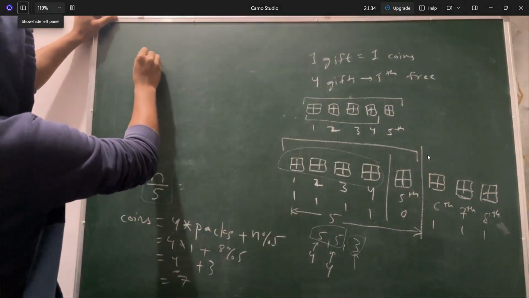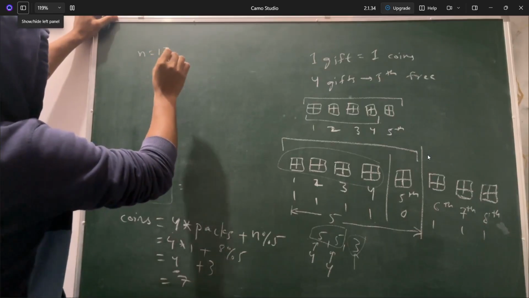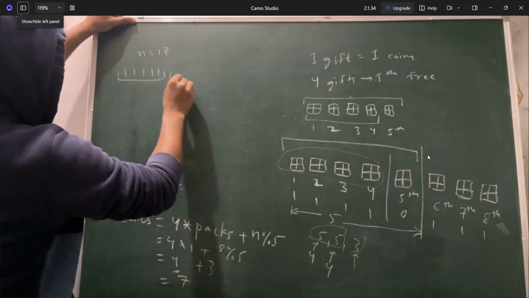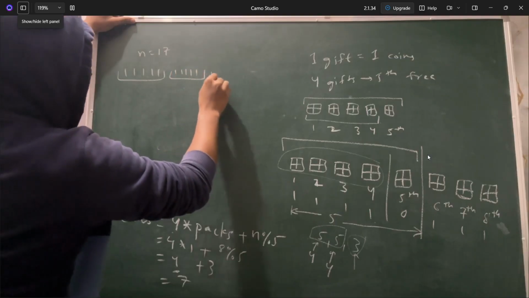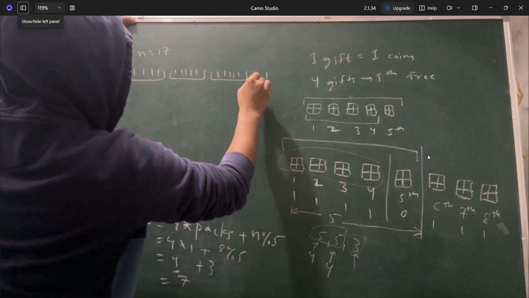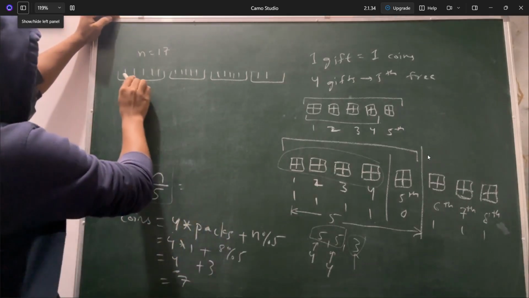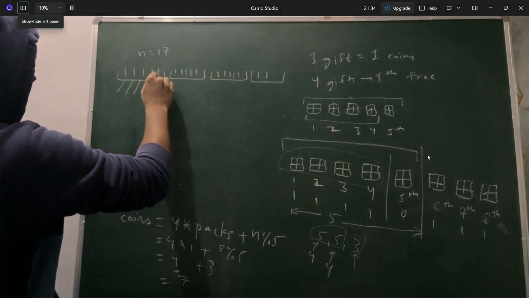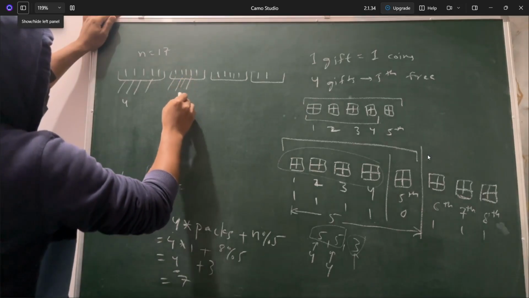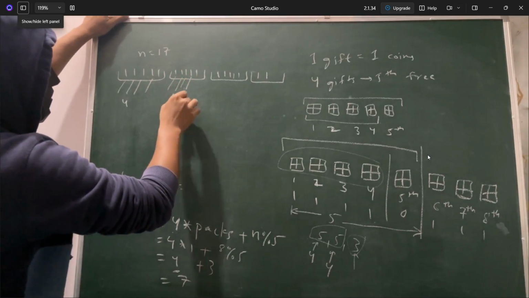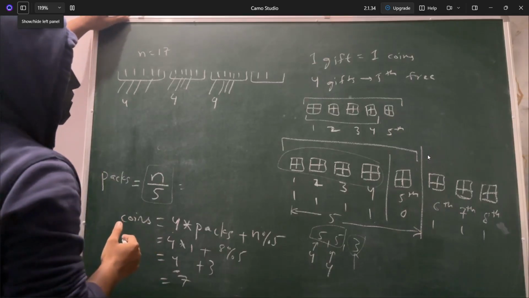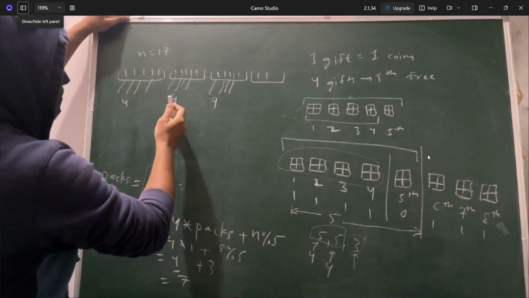Now let's say n is 17, right? So we have 1 2 3 4 5 gifts, again 1 2 3 4 5, and 1 2 3 4 5. So 17 gifts are there. He'll purchase these 4 using 4 coins, and this one will be free. Again he'll purchase these 4 gifts using 4 coins, and this one will be free. Same thing he'll do here using 4 coins. So how many packs are there ideally? 3 packs of 5 gifts are there.